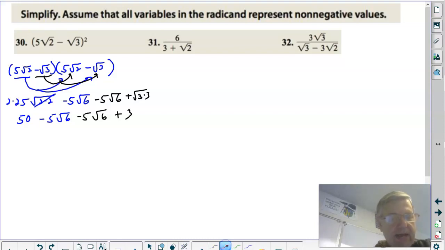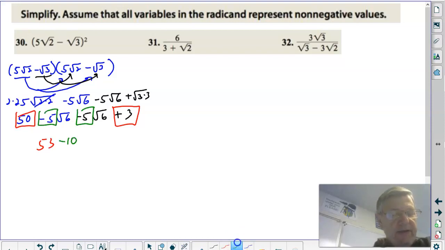So on this one, adding up my numbers, there's a 53. Adding up my radicals, a negative 5 of them and another negative 5 of them is a negative 10 of them. 53 minus 10 times the square root of 6. And again, commutative property, you can switch the order, right? You can have negative 10 times the square root of 6 plus 53.